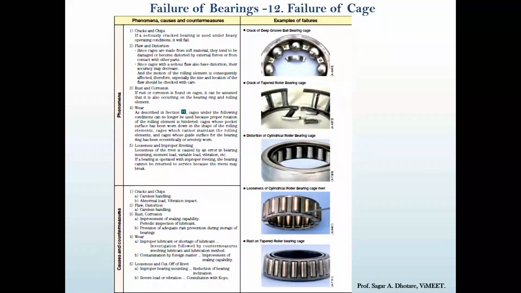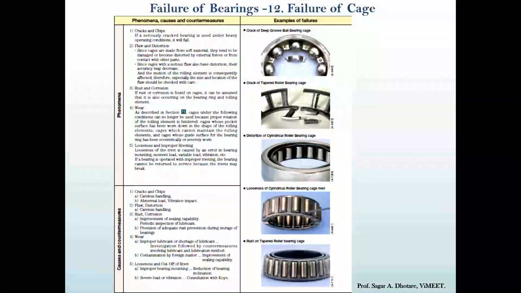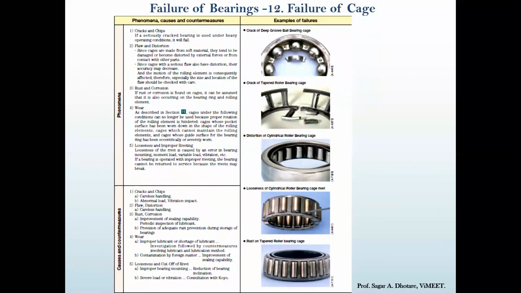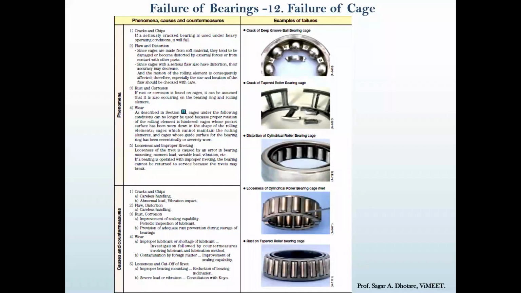Okay, so in a figure, all the phenomena are properly shown, you can see. So these are the modes of failure of the bearings.